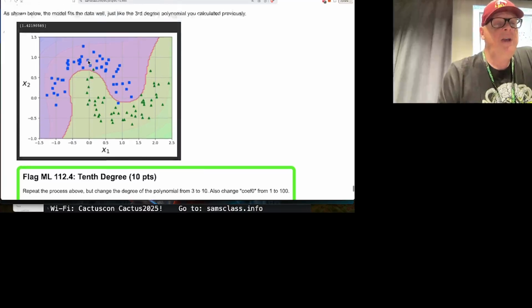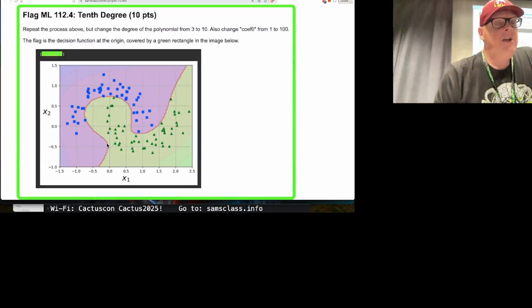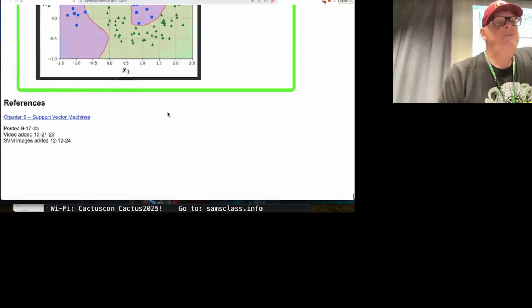So here you are doing, I think, a 3rd degree polynomial. Here you are doing a 10th degree polynomial, and you can see it's starting to do stuff which is kind of unreasonable, like go all the way over here. And this is why I mentioned something.